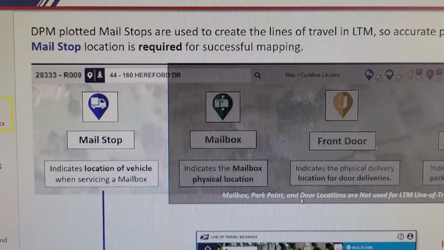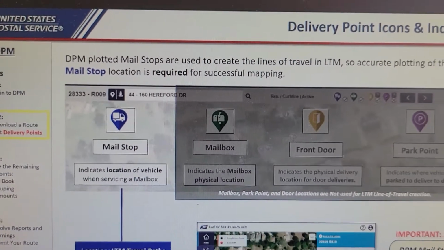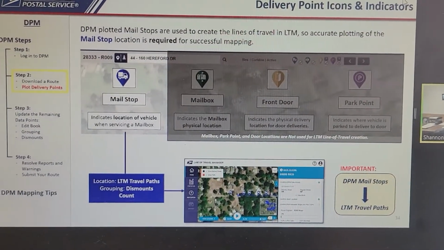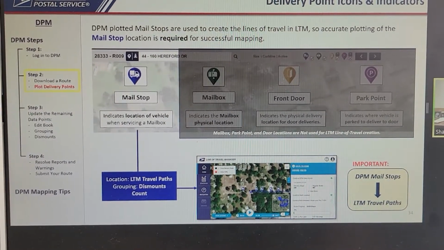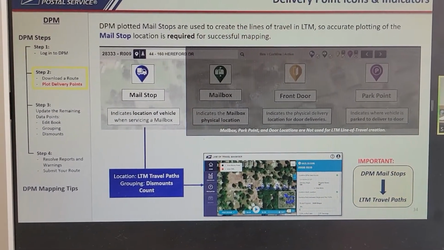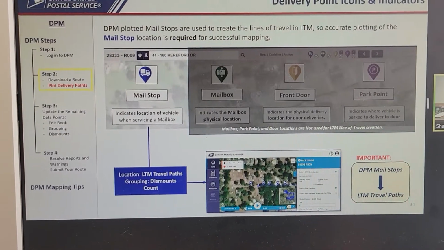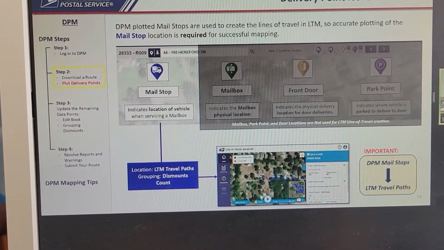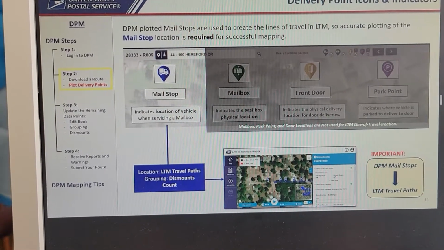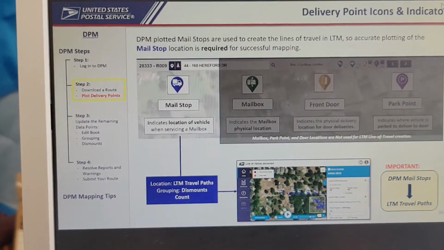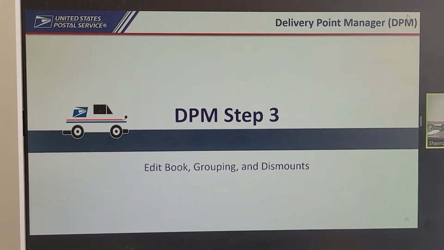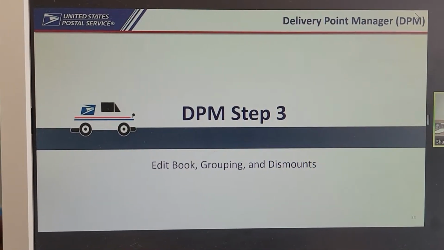All right, so again, we've got 4 points. All 4 points are equally important, okay? But the mail stop is just a tad bit more important because the mail stop is what we use to create your line of travel. So we send all this information over. The mail stop goes over to LTM to create your line of travel, and you'll see about that in just a little bit. So just keep that in the back of your mind. The mail stops are very, very important. Park points and doors won't cause your line of travel to give you issues.